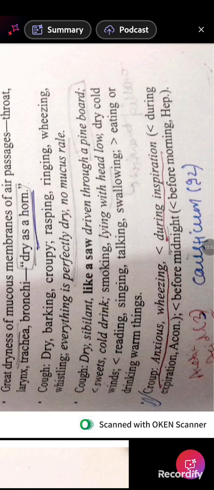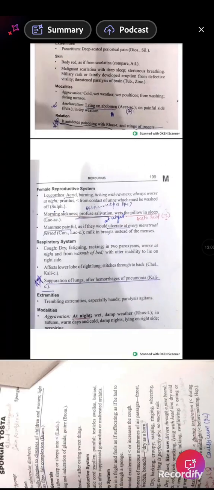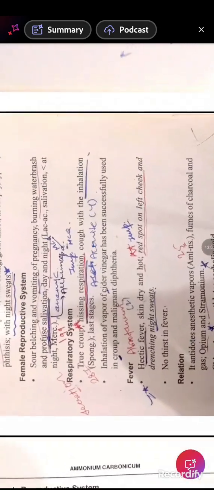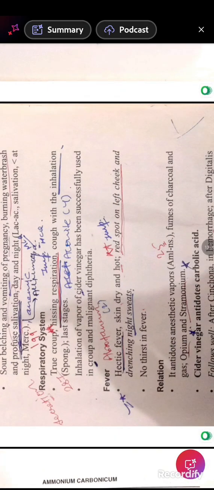Aggravation during inspiration and before midnight, this is spongia. Aggravation during expiration, this is aconite. Aggravation before morning, this is hepar. And aggravation during inhalation, this is acetic acid. Inhalation of vapor of cedar vinegar. What is cedar vinegar? This is acetic acid. So inhalation of vapor of acetic acid has been successfully used in croup and malignant diphtheria.